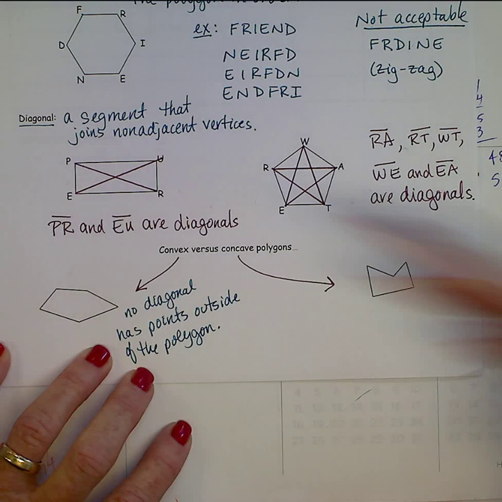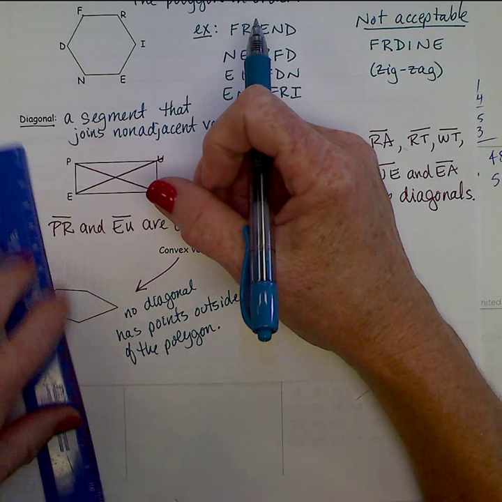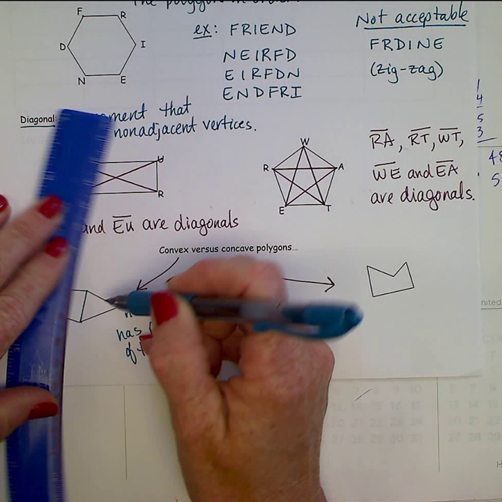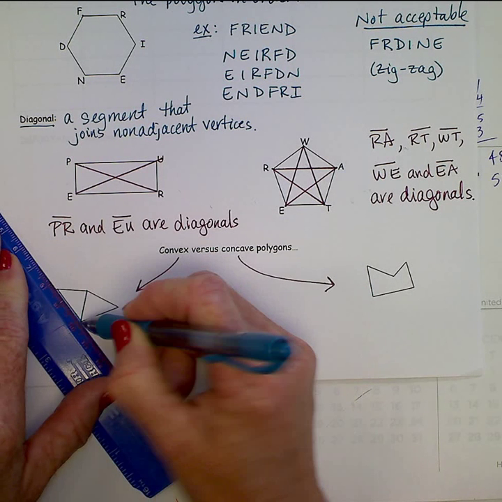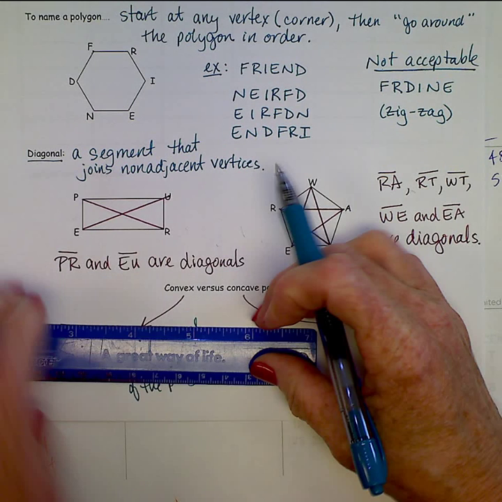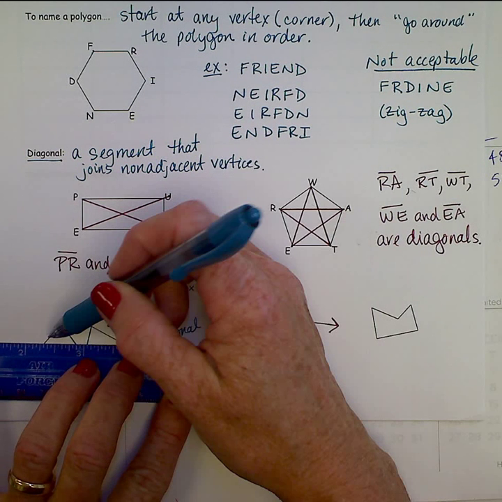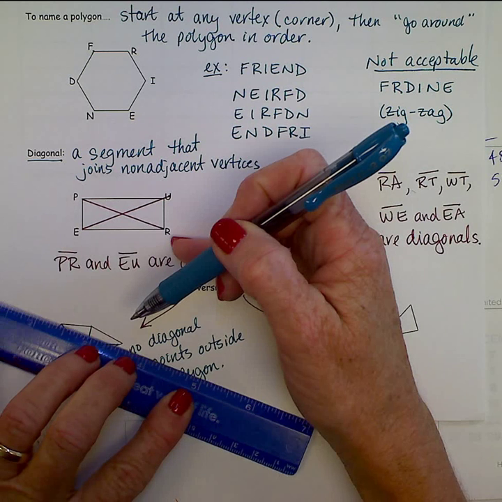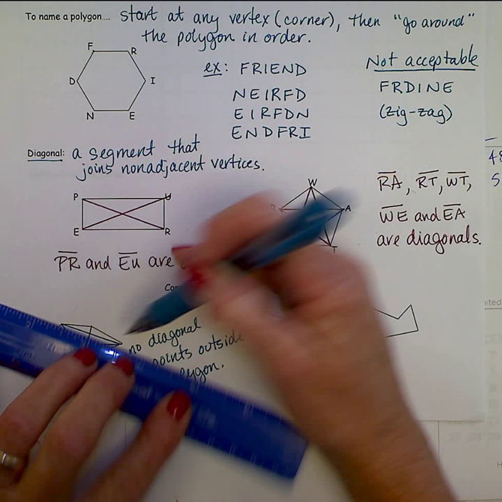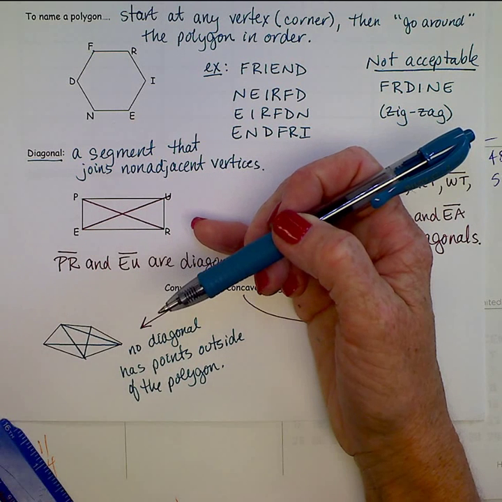If we look at this, if we draw in diagonals, notice that every single diagonal is inside of the polygon. Okay, there's one more. Oh, there it is.